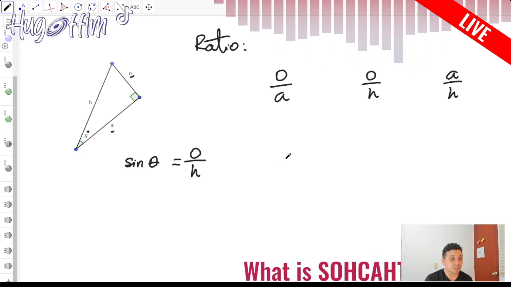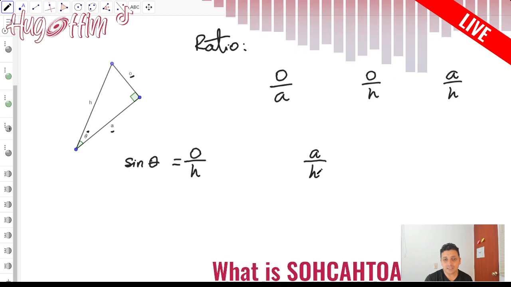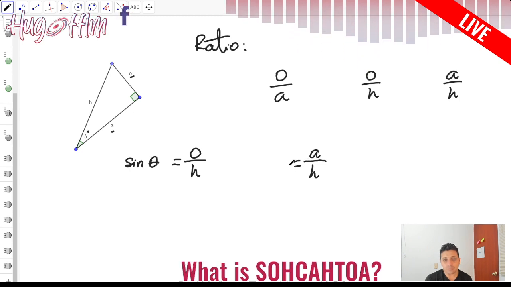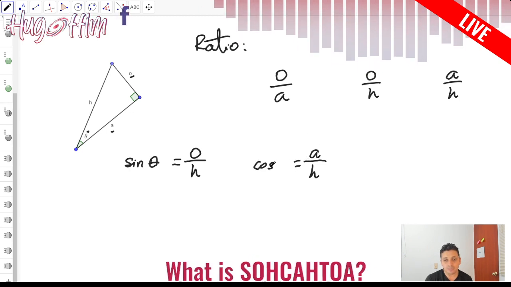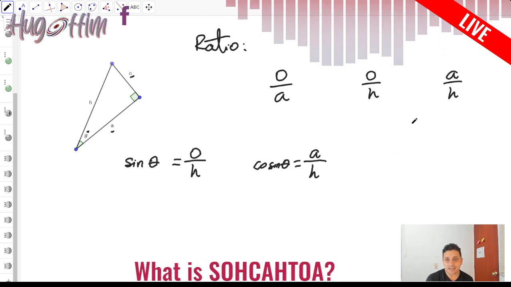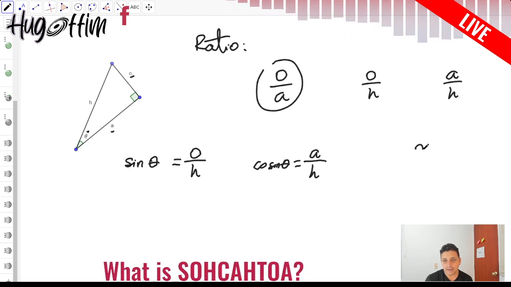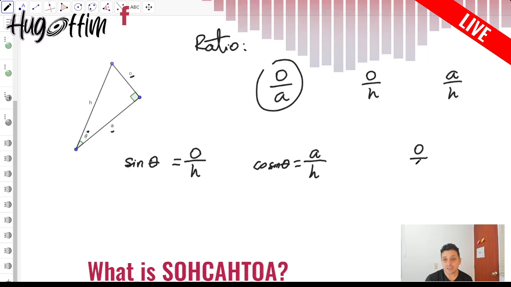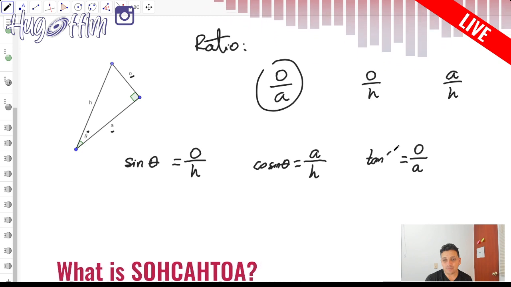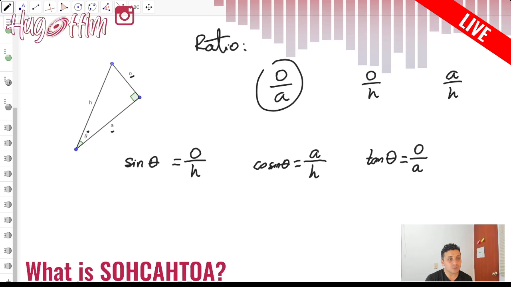The other trigonometric ratio that we can define is the adjacent side over the hypotenuse, adjacent to the angle over the hypotenuse, that we're going to call cosine of our angle theta. And finally, the third trigonometric ratio, the opposite side over the adjacent side, is going to be the tangent of the angle theta. So these are the main trigonometric ratios.